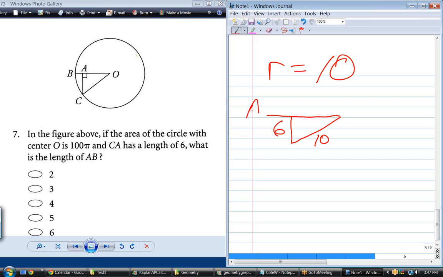Well, they want AB, that segment right there. But first of all, we've got to calculate this segment right there, AO. What is AO going to be? 6. What kind of triangle? That's a right triangle. It would be 8. Okay, so that's 8. What's AB got to be? 2.